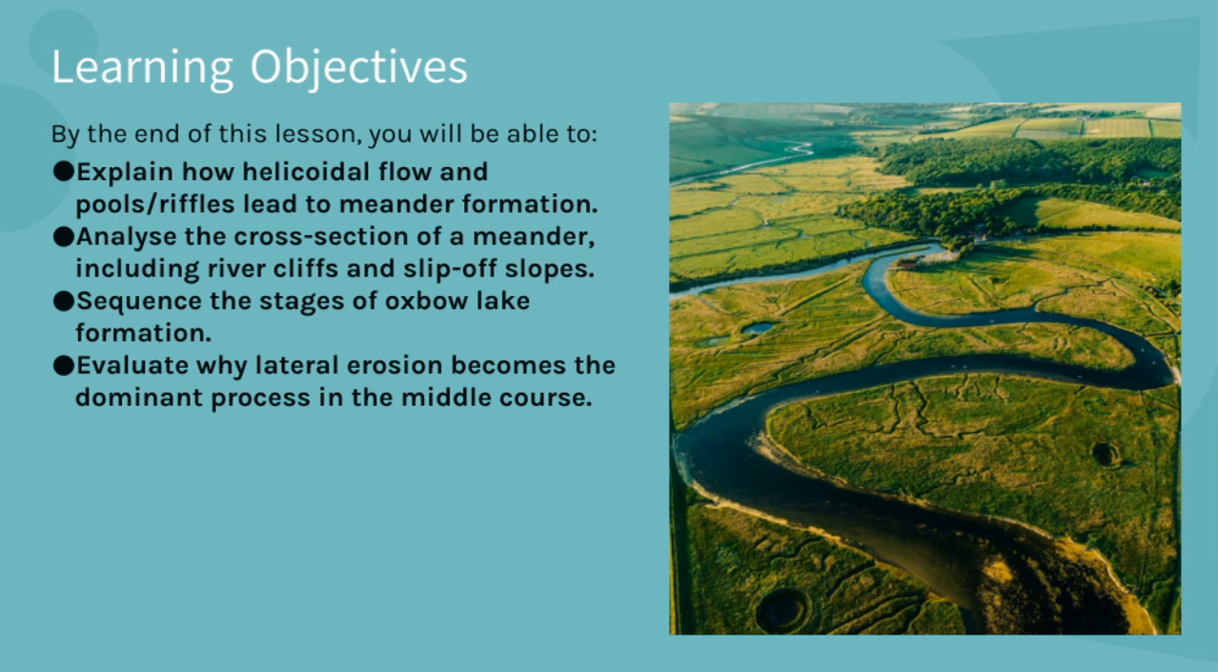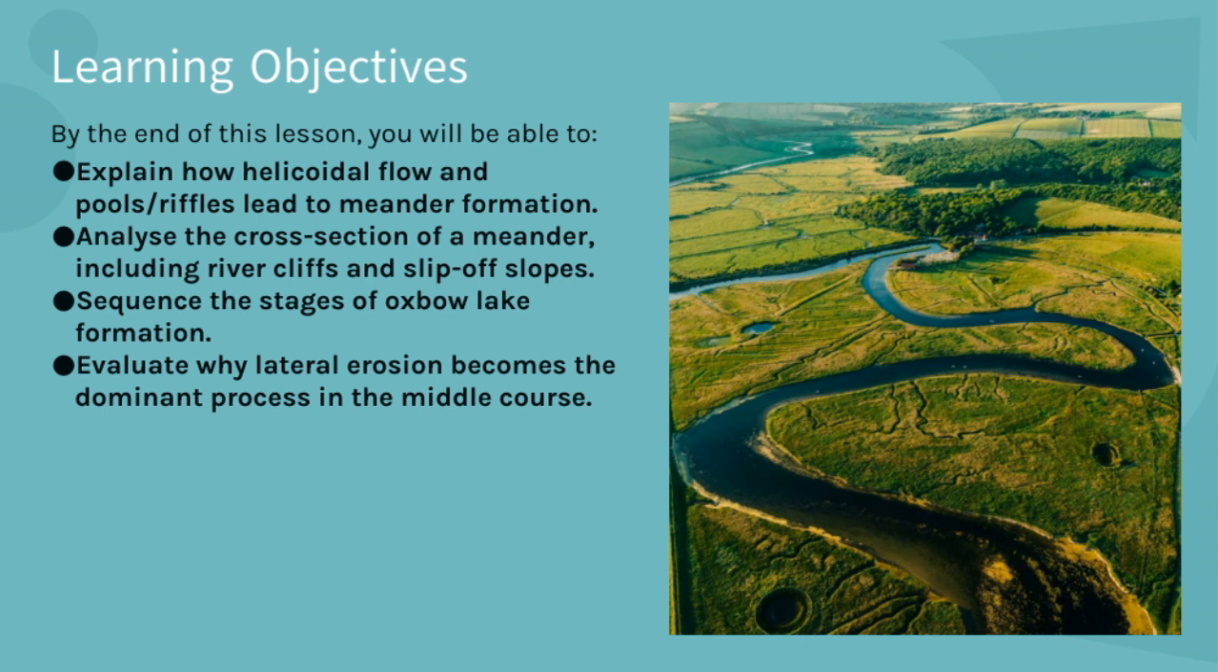Second, you should be able to analyze the cross-section of a meander, including river cliffs and slip-off slopes. This means you need to understand what happens on the outside bend and inside bend of a river. Third, you should be able to sequence the stages of oxbow lake formation. This is a common GCSE exam topic. You need to know the correct order. Erosion narrows the neck, the river breaks through, deposition seals the old loop, and an oxbow lake is left behind.